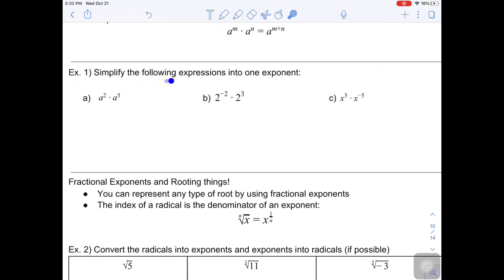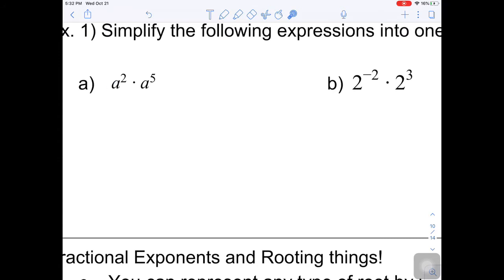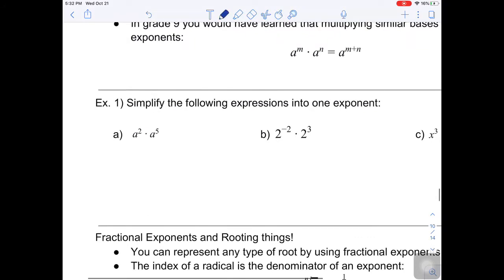So simplify the following expressions into one exponent. So a to the power of 2 times a to the power of 5. These both have a similar base of a. So what I'm going to do is take their exponents and I'm going to add them. So this will be actually a to the power of 2 plus 5. So this will become a to the power of 7. Okay, so this thing equals a to the power of 7.